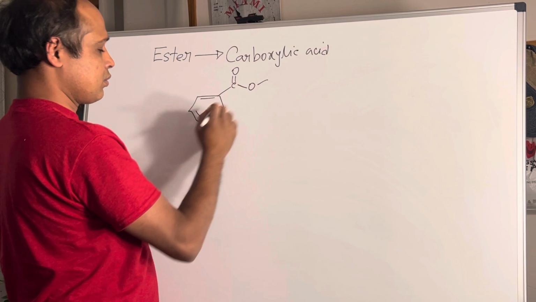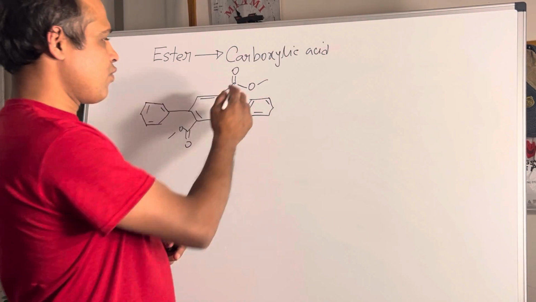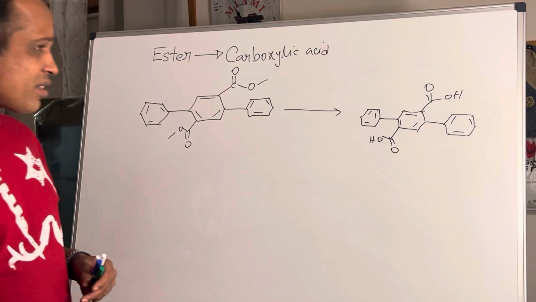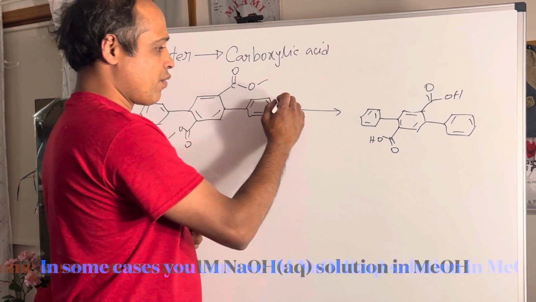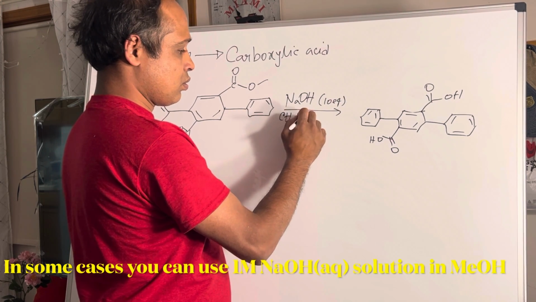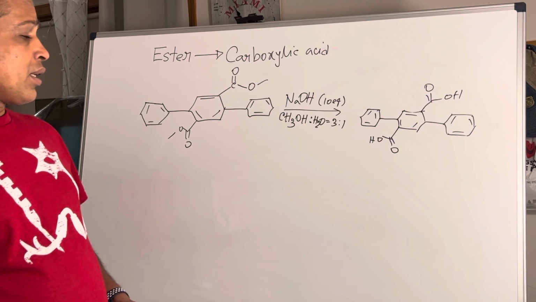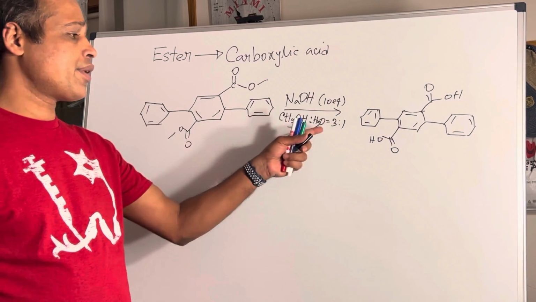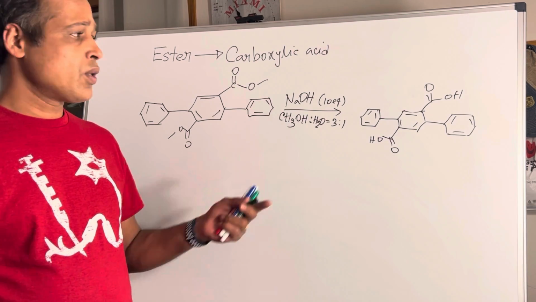So if you have this ester and you want to make the carboxylic acid from it, you can simply use sodium hydroxide as a base and methanol and water 3:1. You can write sodium hydroxide, normally 10 equivalents, and methanol, water 3:1. So you will get the clean product of this carboxylic acid. In these kinds of reactions you can also use other bases like potassium hydroxide, but mostly people use sodium hydroxide and methanol and water. In some cases, if your compound is not soluble in methanol, you can use THF and water. Then you should get the carboxylic acid.